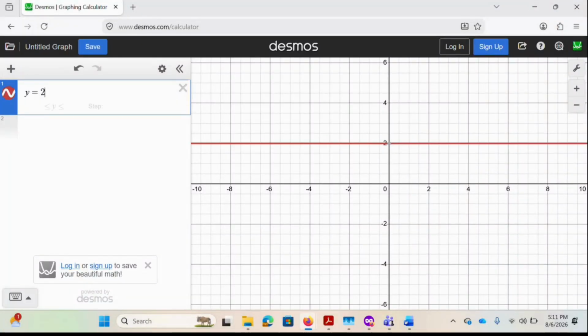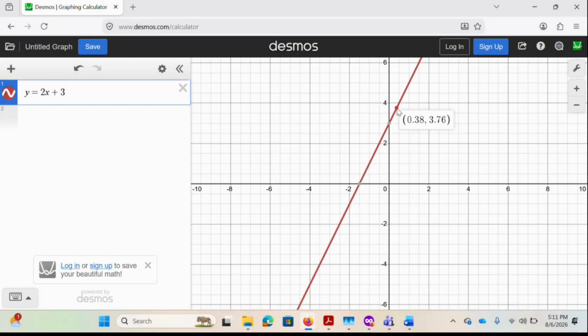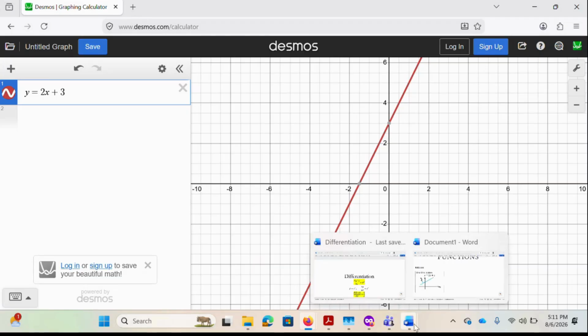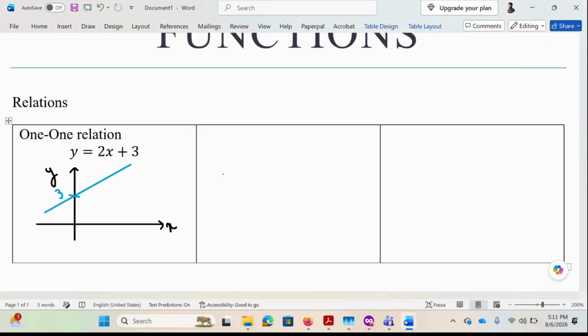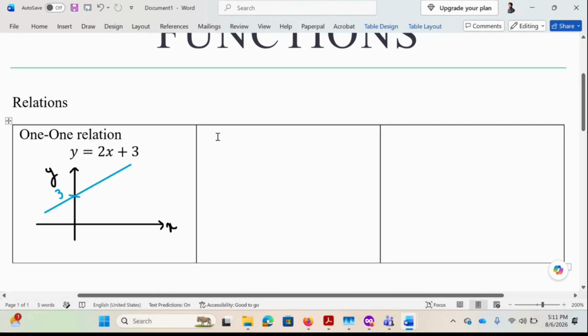Now, if I have y is equal to 2x plus 3, what is my value of x over here at this point, the point that I'm pointing at, 0.38? And what is the value of my y? I will call my x my input and I will call y my output. So at every different instant, you can see both the values are changing. For every different input, I am getting a different output. Is that right? So this is called a one-to-one relationship, where every unique input has a unique output.